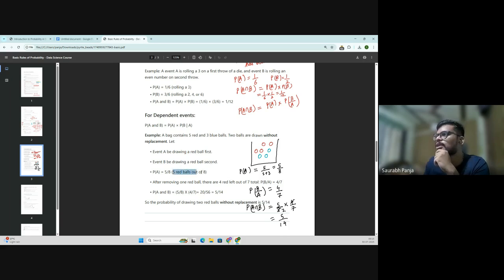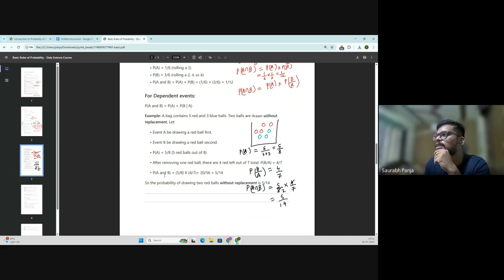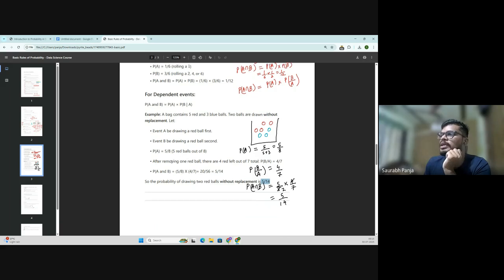Now there are 5 red balls and a total of 8 balls, so the probability of A happening would be 5 out of 8. After removing 1 ball, there are 4 red balls left, so the probability of getting a red ball would be 4 by 7 because we have reduced the sample space. For both events happening, A and B, that is 5 by 8 into 4 by 7, which is 20 by 56, and hence we have 5 by 14. So the probability of drawing 2 red balls without replacement is 5 by 14. As soon as we remove the ball, the sample space changes, and this is the formula to calculate for the dependent event.